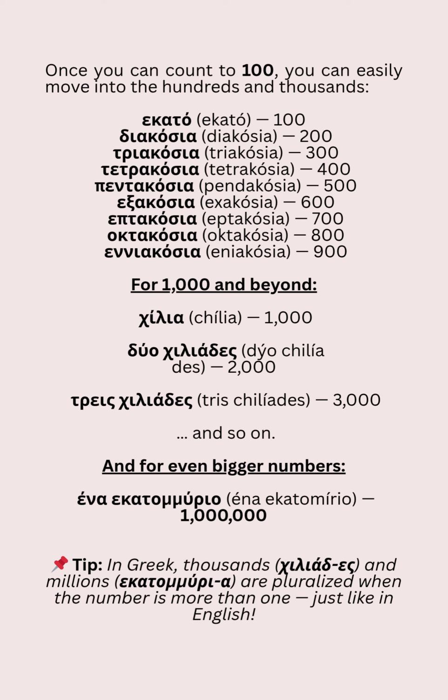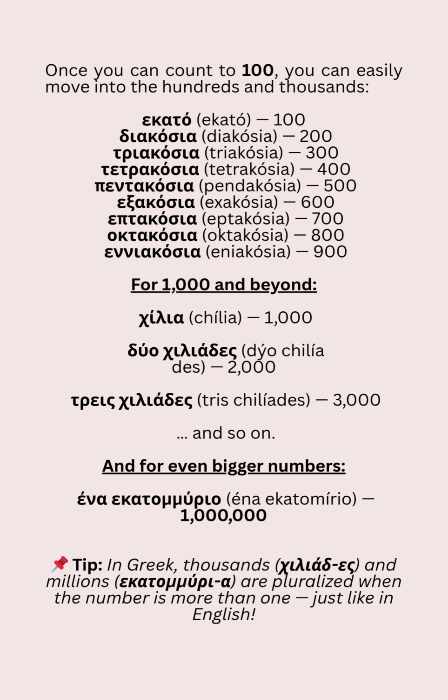Okay, after that, then we have 100, 200, 300, 400, 500, 600, 700, 800, and 900. So these are some bigger numbers, three-digit numbers, let's say.